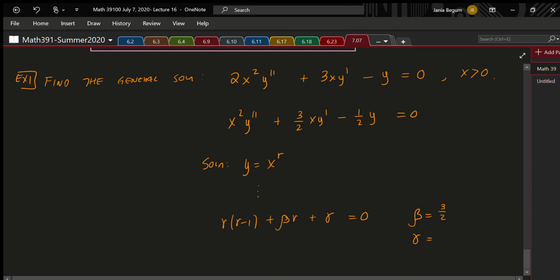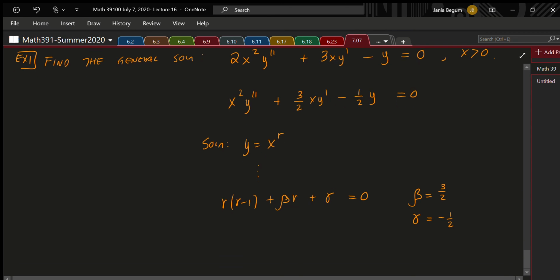Just the coefficient, right? And then gamma would be negative. Yeah, so you got it. Good. And now let's plug them in and find the roots to this polynomial. So we have r times (r minus 1) plus 3/2 r minus 1/2 equals 0. And let's find the roots to this.